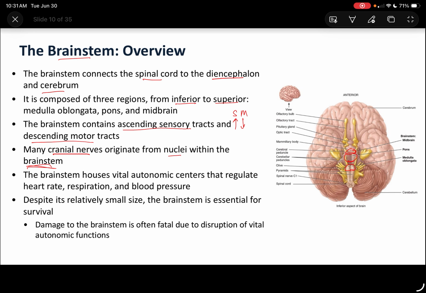Now, the brainstem is also where we're going to have some really crucial autonomic centers that are going to be important for regulating a wide variety of things. But this also includes things like heart rate, respiration, and blood pressure.